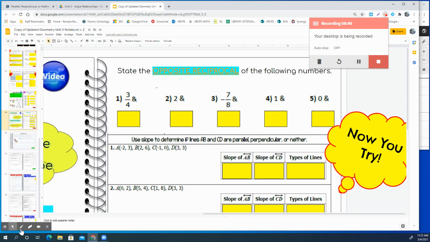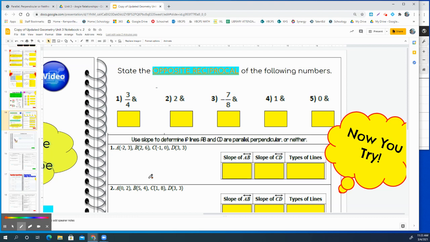There we go. If I want the opposite reciprocal, I want a perpendicular slope, how do I need to change 3/4? I'm going to make it the opposite sign and the reciprocal upside down. So if this is a positive 3/4, I need a negative 4/3. Okay, negative 4/3. So type that into that box.